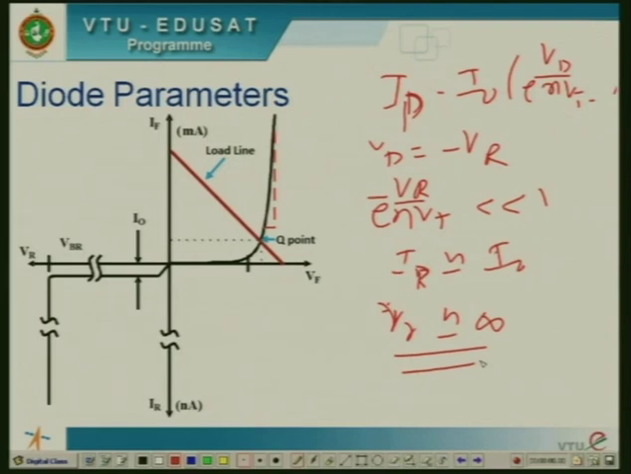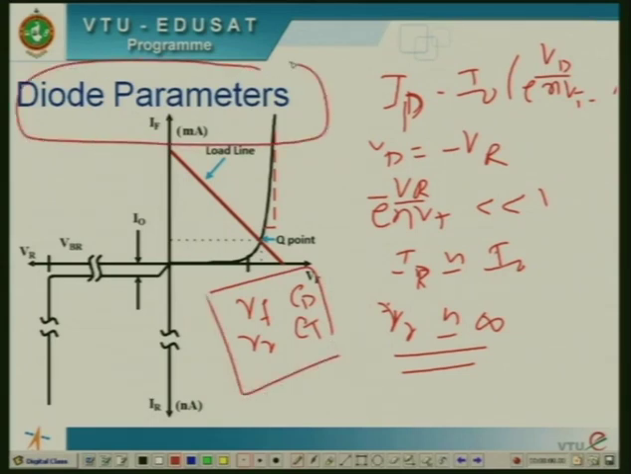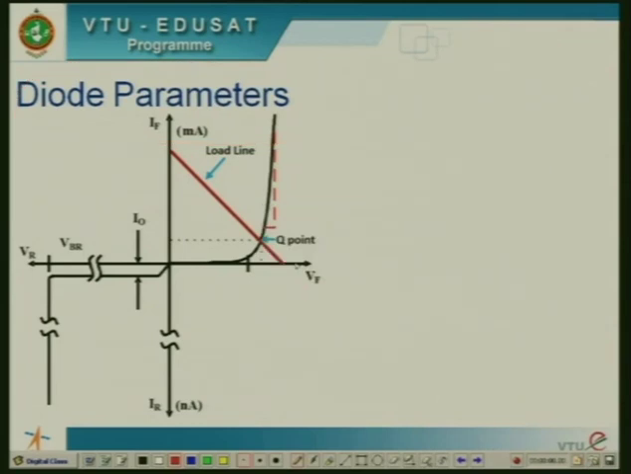Using these parameters, that is Rf, Rr, the diffusion capacitance CD, and the transition capacitance CT when the diode is reverse biased, you can model the diode. In diode modeling, the diode can be replaced with its equivalent resistance in terms of Rf, Rr, CD and CT.